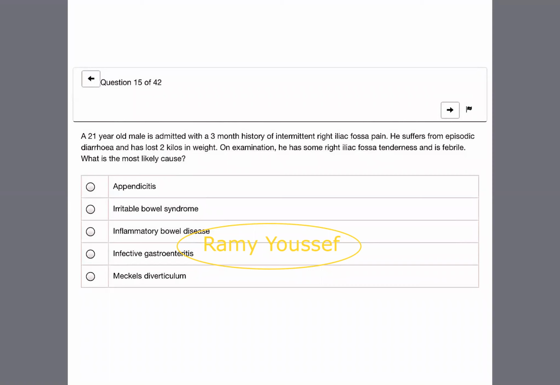Diarrhea, sure. So it is not appendicitis. 3 months history, it is not appendicitis. Very rare to have diarrhea with appendicitis. Not compatible with appendicitis at all.